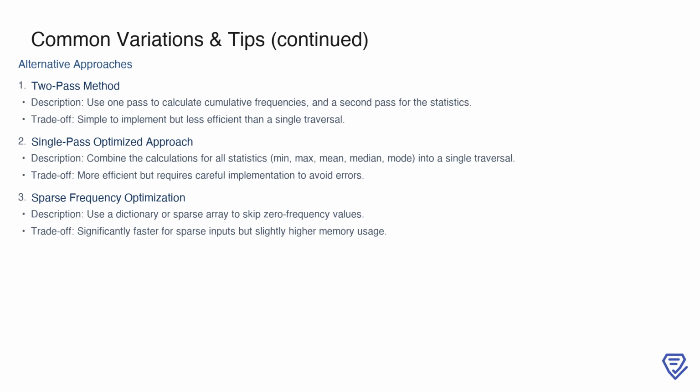Additionally, for sparse frequency distributions, using a dictionary or a sparse array allows you to skip zero frequency values. This optimization is particularly useful for sparse inputs, as it significantly reduces computation time, though it may slightly increase memory usage. Choosing the right approach depends on the constraints and requirements of the problem at hand.